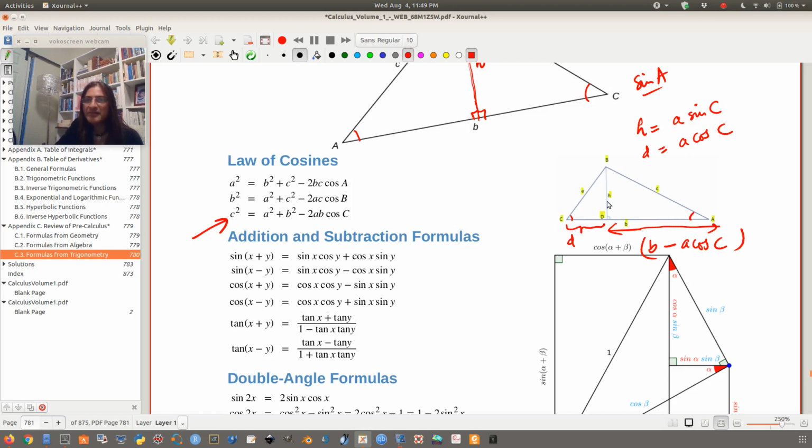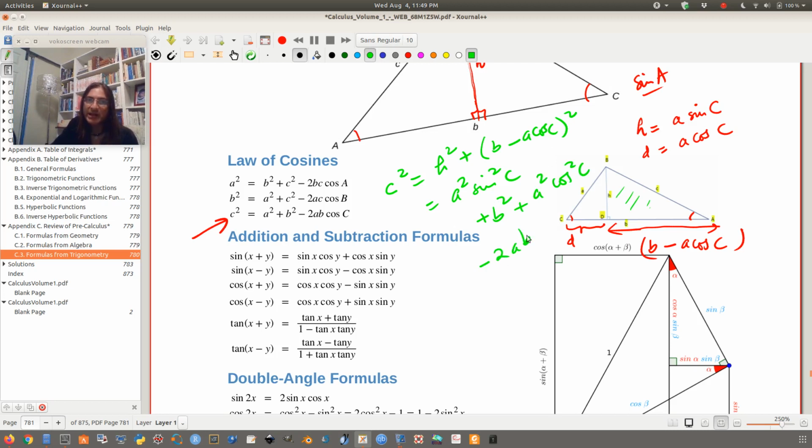Now we can apply the Pythagoras theorem to this triangle, which is that c squared is equal to h squared plus (b minus a cosine c) squared. What is h? h squared is a squared sine squared c, plus this, which is b squared plus a squared cosine squared c minus 2ab cosine c.